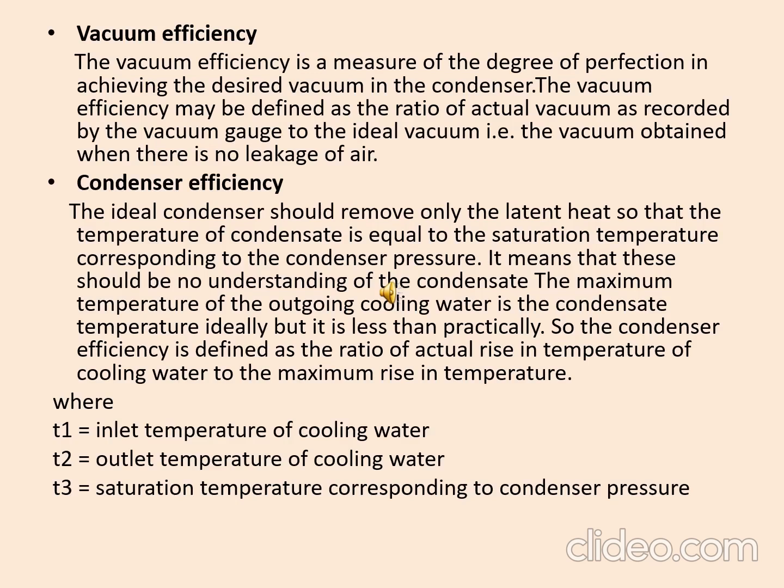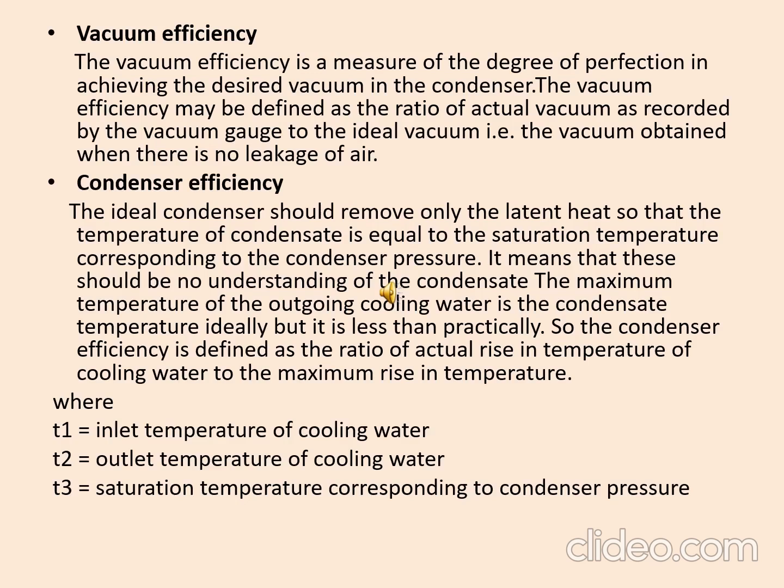If we consider the demerits, it requires a large quantity of cooling water, the system is complicated and costly, and requires high maintenance cost, and it requires more floor space than our jet condenser. So these are the merits and demerits of our surface condenser. Now we will discuss the effect of condenser pressure on the Rankine cycle.